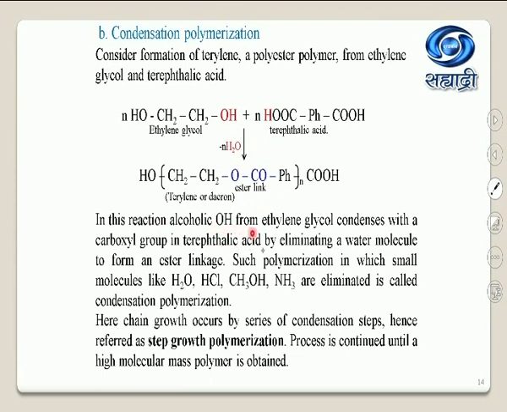In this reaction, alcoholic OH from ethylene glycol condenses with the carboxyl group in terephthalic acid by eliminating a water molecule to form an ester linkage. Such a polymerization in which small molecules like water, HCl, methyl alcohol and ammonia are eliminated is called condensation polymerization. Here chain growth occurs by a series of condensation steps, hence it is referred to as step growth polymerization.